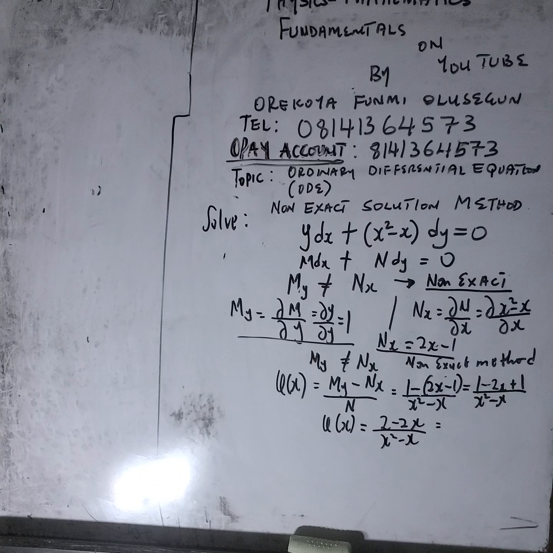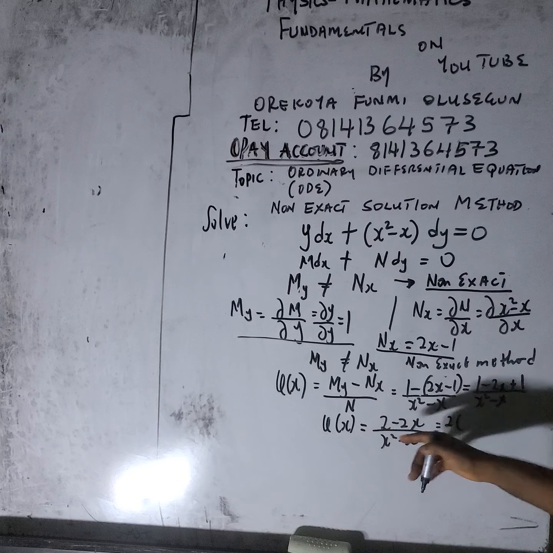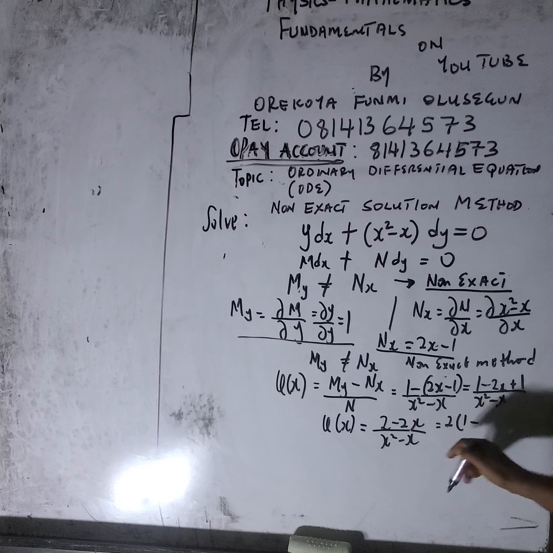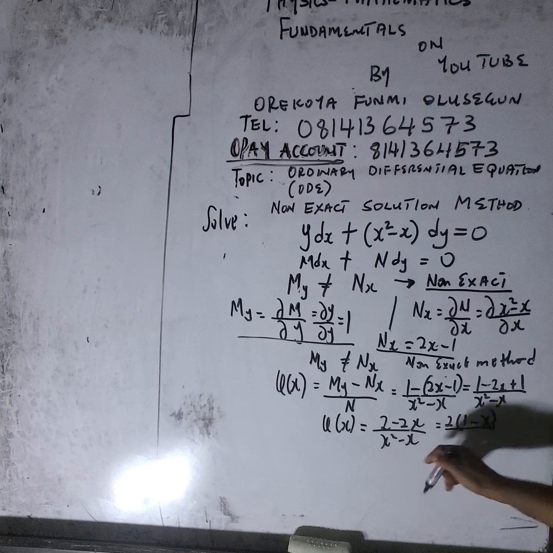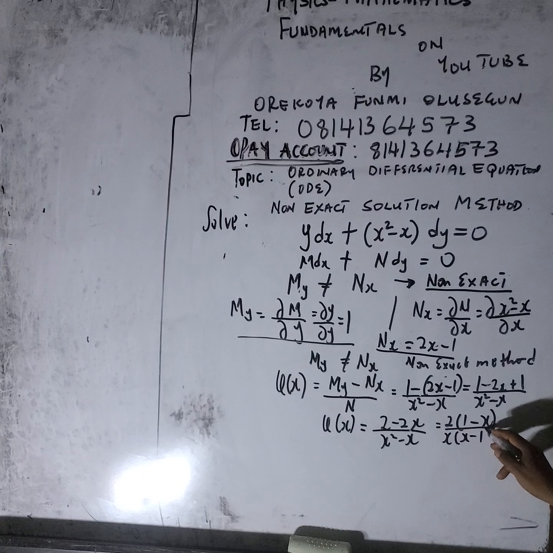So I can factorize 2 out here as 2 brackets. When you take 2 out here, that will be 1. When you take 2 out here, x will be left. Then divided by, I can factorize x out here. So when you take 1x out, remain 1x. When you take x out here, remain 1.